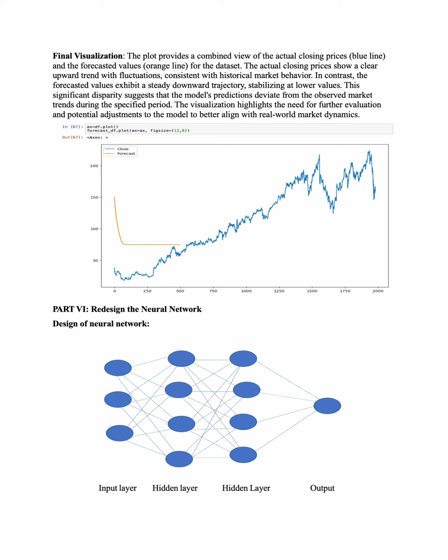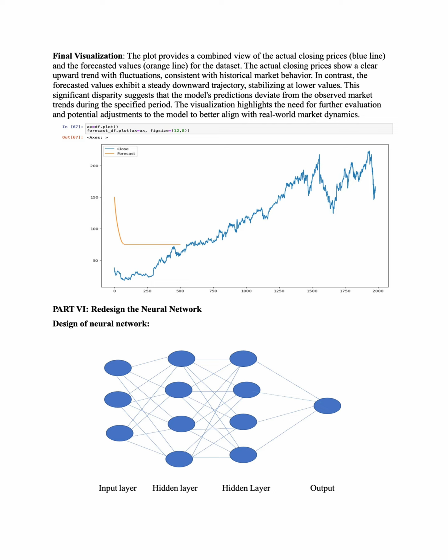This is the final visualization graph. The plot provides a combined view of the actual closing prices, which is the blue line, and the forecasted values, the orange line, for the dataset. The actual closing prices show a clear upward trend with fluctuations consistent with historical market behavior. In contrast, the forecasted values exhibit a steady downward trajectory, stabilizing at lower values. This significant disparity suggests that the model's predictions deviate from the observed market trends during the specified period.